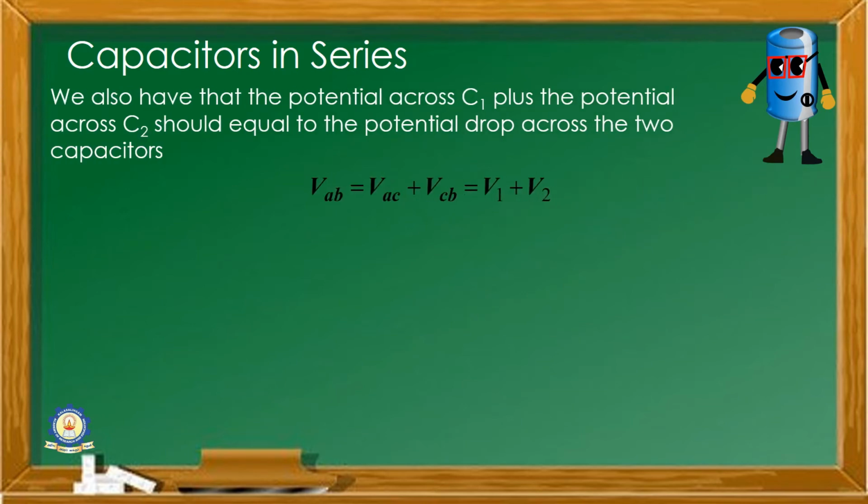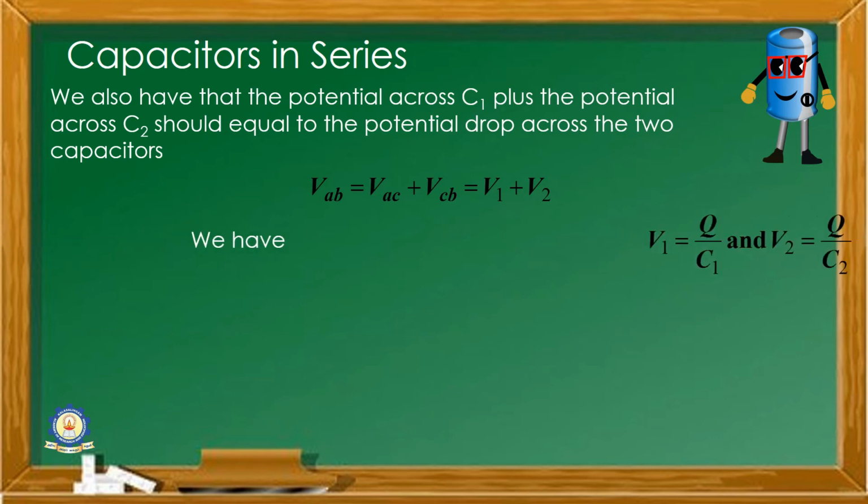So now we can write the potential expressions. Suppose we add one more. Then we have the points A, B, C. Then VAB is equal to VAC plus VCB, where A, B and C are the nodal points in the circuit. And the potential difference between 2 points is represented by this expression, that is V1 plus V2.